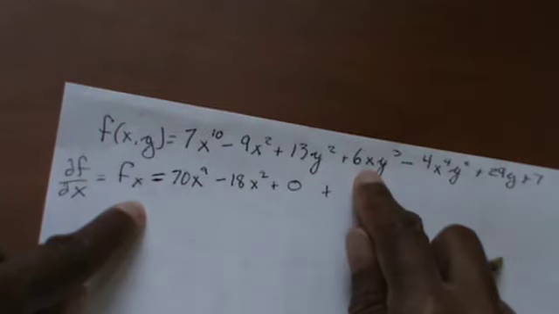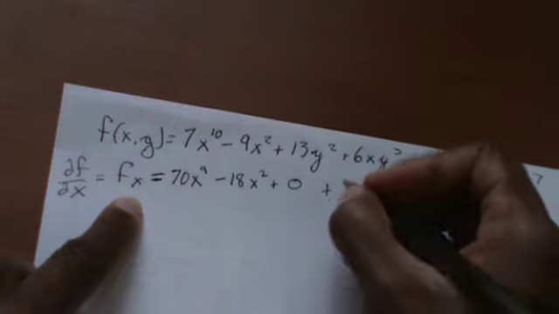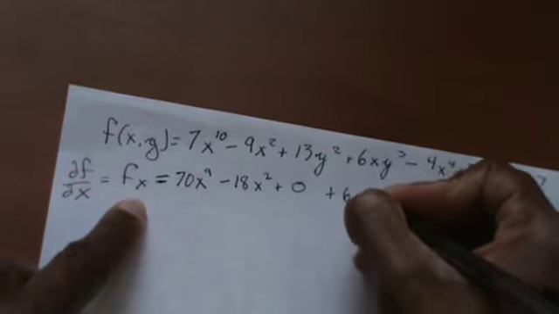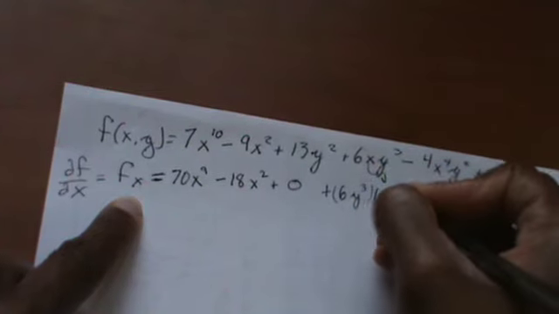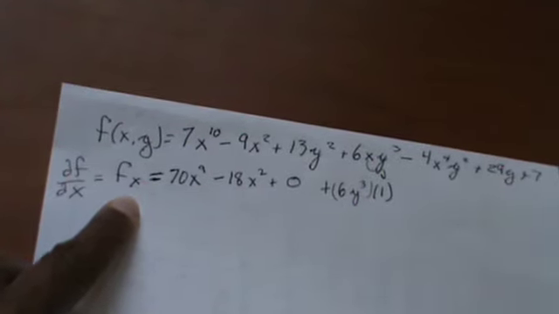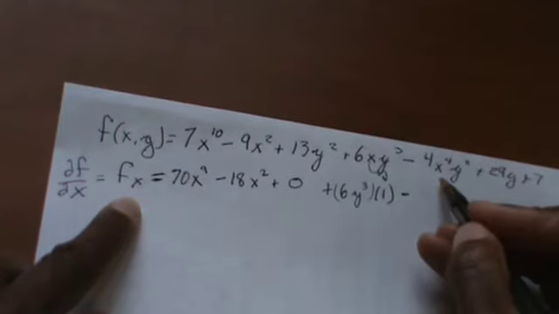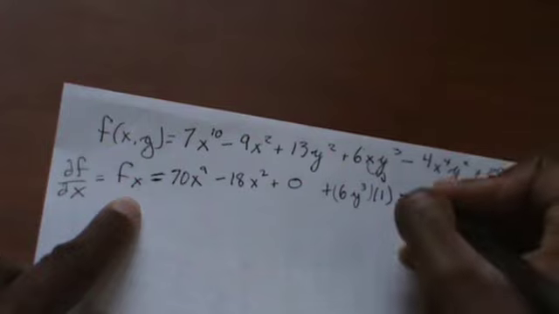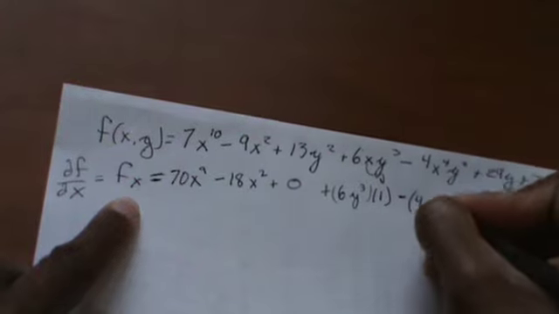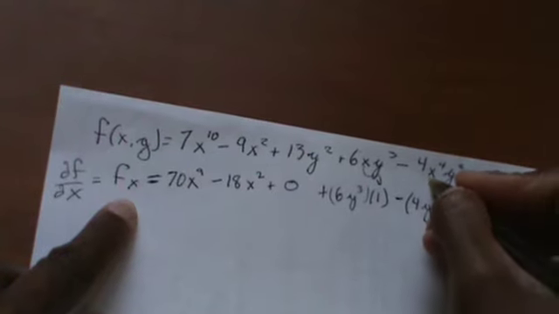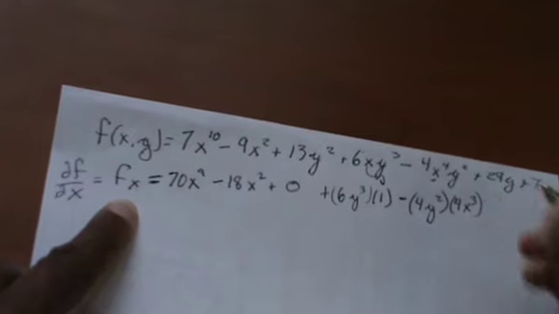Plus, this one has an x in it, so I have to be careful. So the x is changing, but the y's are not. So I can pull the 6 out and the y cubed, and then I can focus on the derivative of the x part, which is just 1. Minus. This one has an x in it, so I have to be careful again. So I'm going to pull out the 4, which is a constant, but both of those y's are constants too. And I'll take the derivative of this variable part, which is 4x cubed.